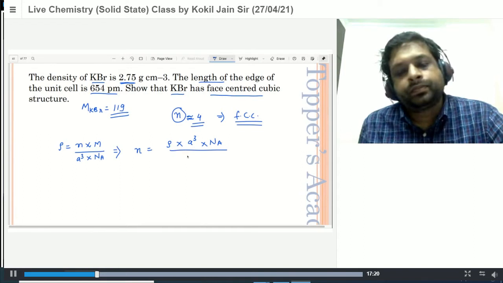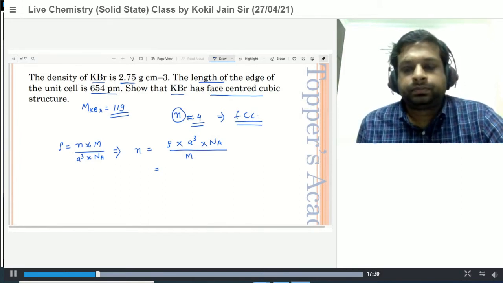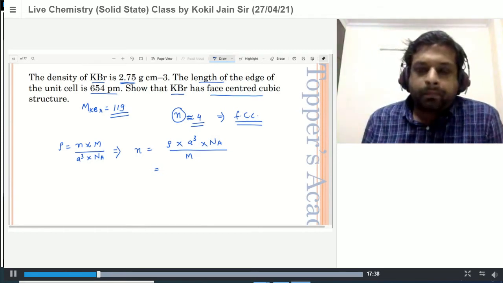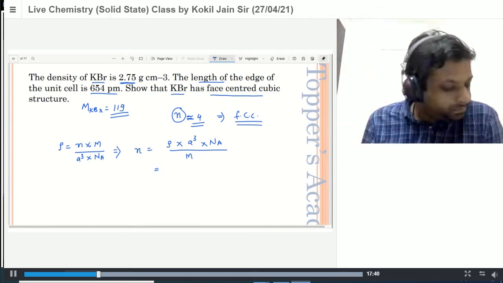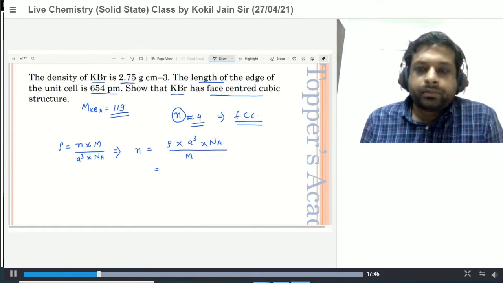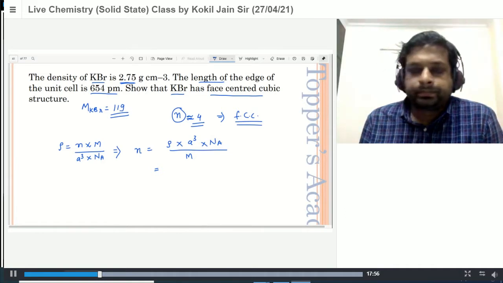Okay, one by one. First, in each crystal there are N number of atoms per unit cell. Now, what we will do is calculate the mass of a single atom. The mass of one atom would be molar mass divided by Na, the Avogadro number. This would be the mass of one atom.